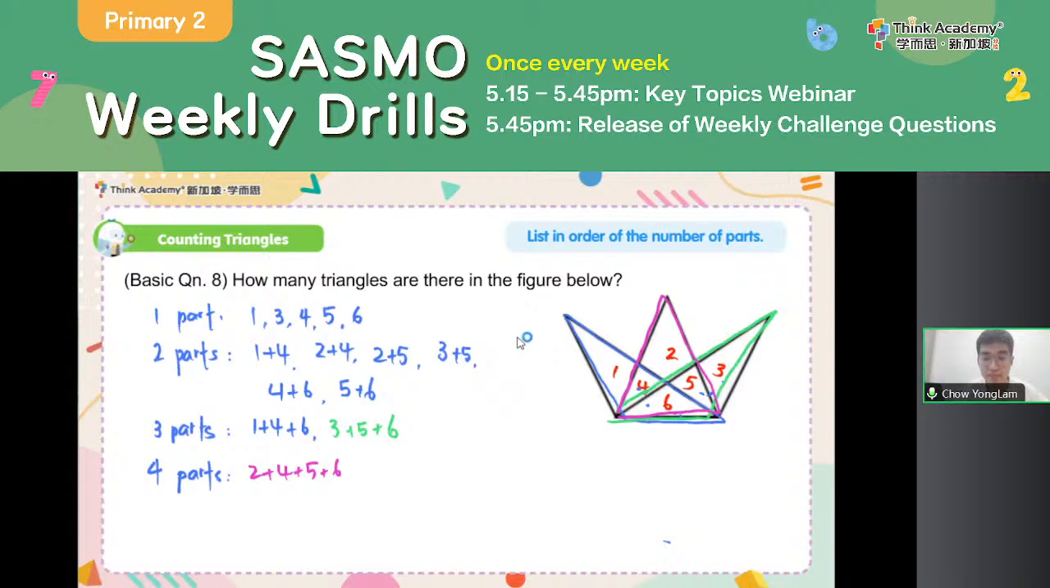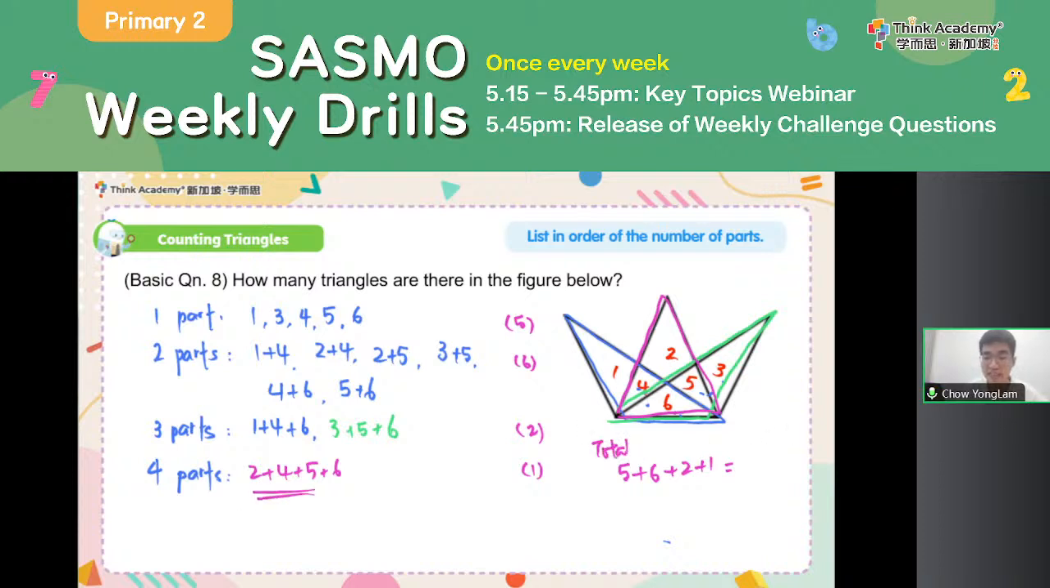So let's just add them up. How many triangles are there? 5 for 1 part, 6 for 2 parts, 2 for 3 parts, and finally, 1 for 4 parts. 5 plus 6 plus 2 plus 1, right? 2 plus 4 plus 5 plus 6 is indeed a 4-part triangle.